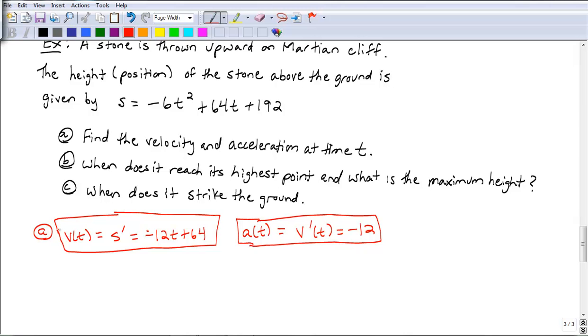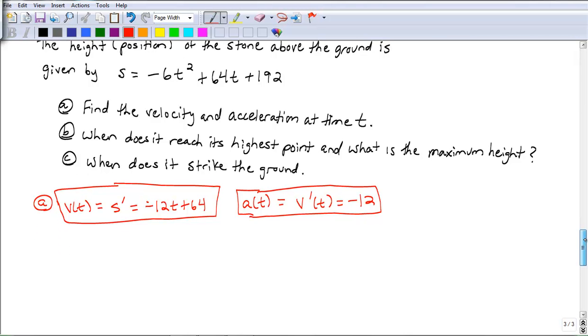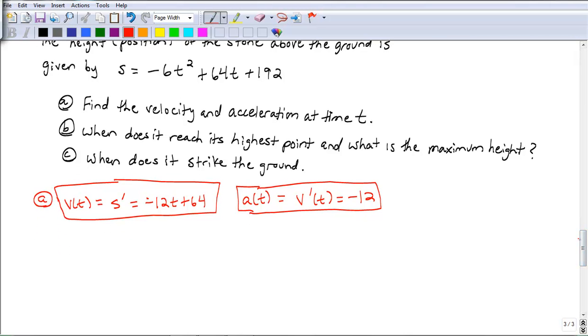And the acceleration on Earth in feet per second is negative 32 feet per second squared. So the velocity is the first derivative of the position function. The acceleration is the derivative of the velocity, or the second derivative of the position function. And part B says, when does it reach its highest point?